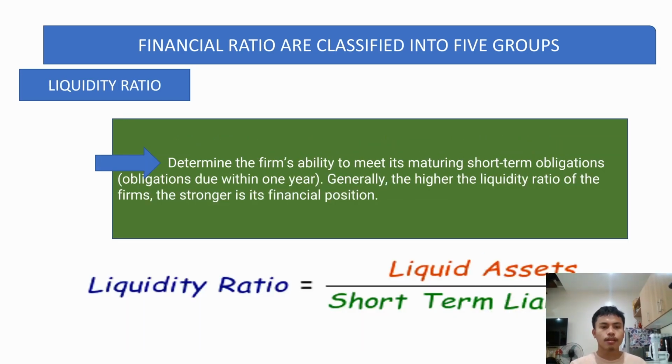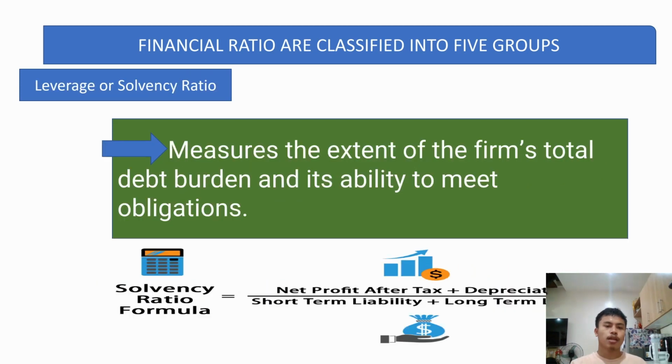The third is the liquidity ratio. The liquidity ratio determines the firm's ability to meet its maturing short-term obligations, or obligations within one year. Generally, the higher the liquidity ratio of the firm, the stronger its financial position. The formula is: liquidity ratio is equal to liquid assets over short-term liabilities. The fourth classification is the leverage or solvency ratio.